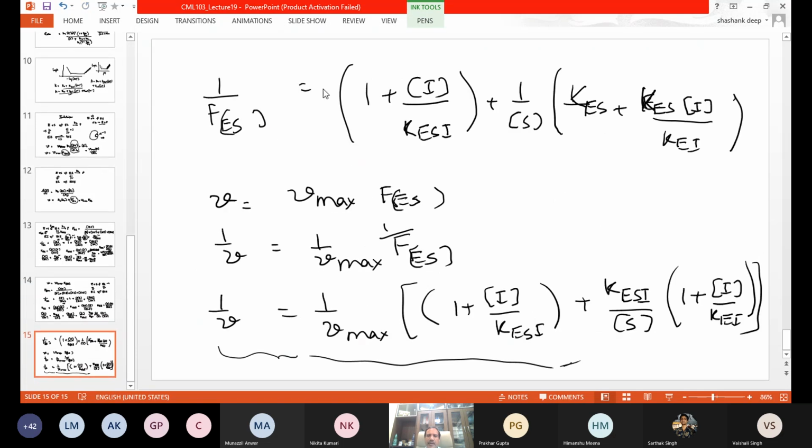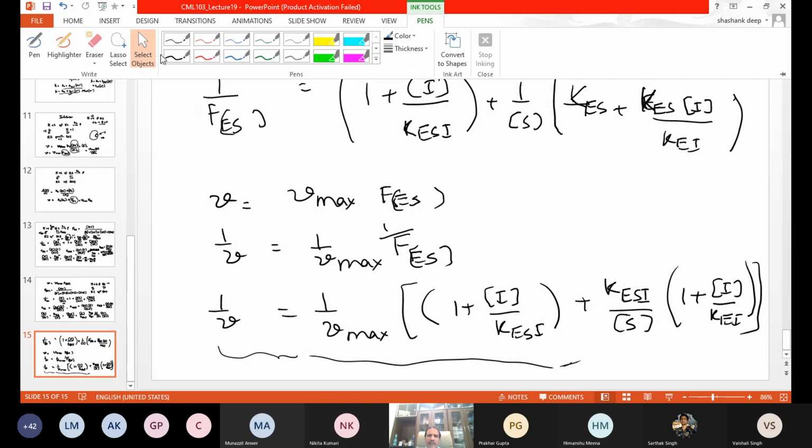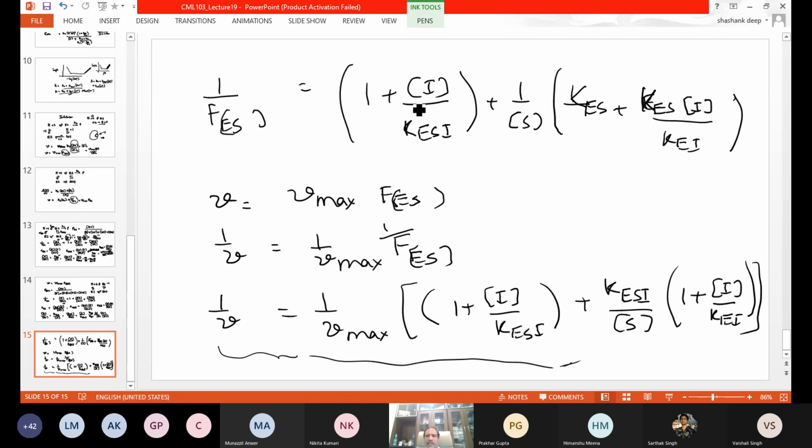If you do that, what you will get is this thing. Look, this is it, 1 plus I by KESI plus 1 by S. KES you can take outside also. So KES by S, 1 plus I by KEI. Is this okay? Anyone, if they have confusion, tell me. I can go back and show you.